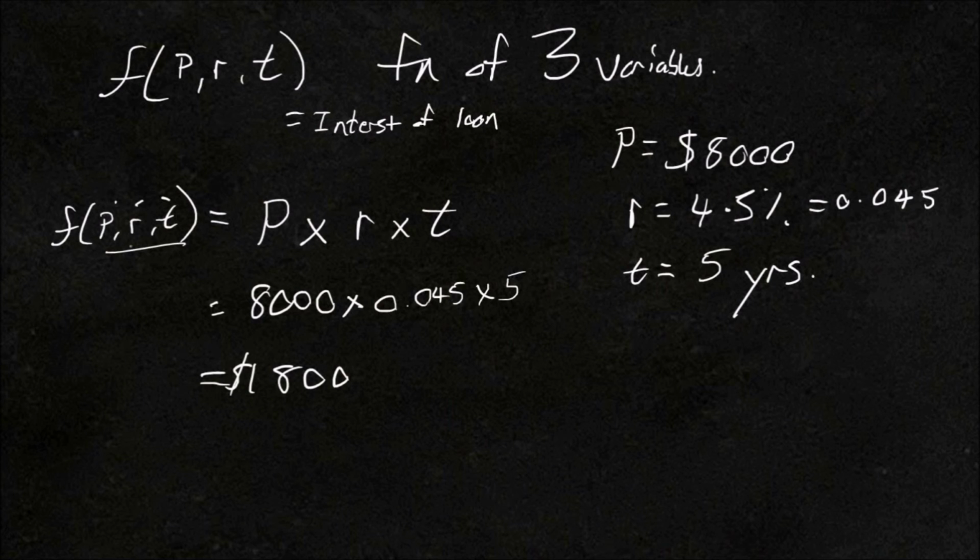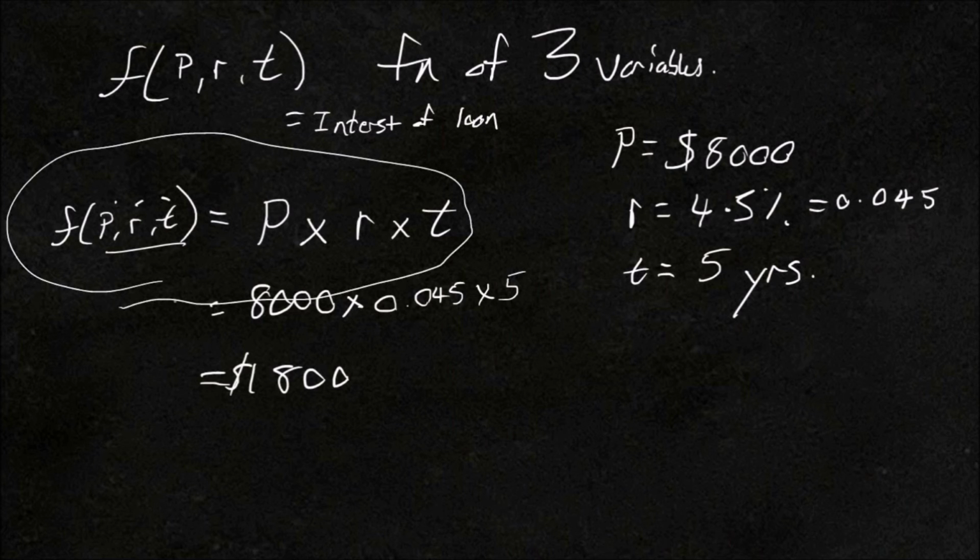So functions are useful for defining a formula. So here we have a formula, and we can plug any value for p, r, or t. So in summary, f is just shorthand for function, and then in brackets we have our variable, which is just the value that the formula depends on.